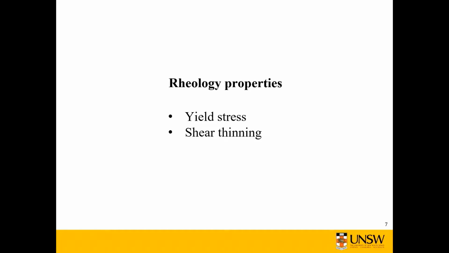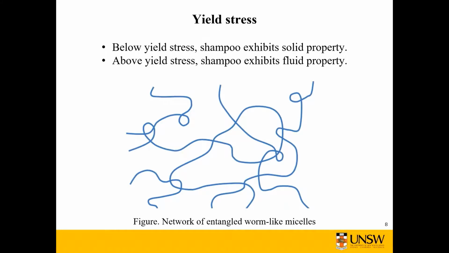Shampoo has different rheology and flowing properties under different shear stress levels. Here we will talk about the yield stress and shear thinning property of shampoo. Below the yield stress, shampoo exhibits solid properties and cannot flow. Above the yield stress, shampoo exhibits fluid property and can be made to flow.